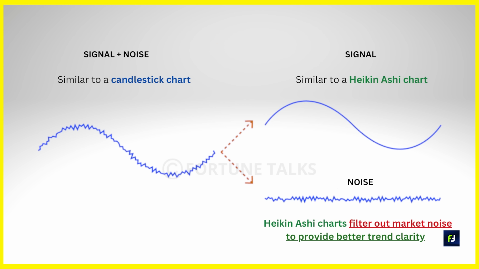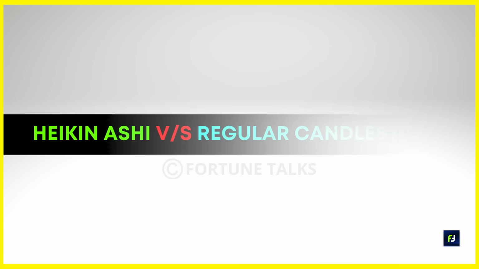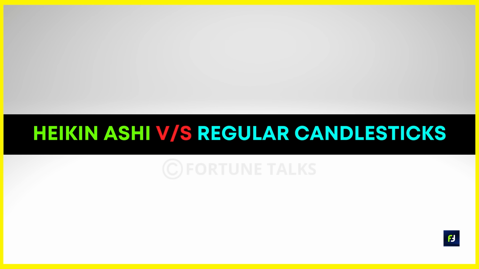This Heikin Ashi charting technique is used to help filter market noise. In addition to that, these candlesticks can be used to identify trending periods in the market, identify potential reversal points, and it can even spot classic technical analysis chart patterns with much ease. Now you may have a question running in your mind. How is Heikin Ashi different from a typical candlestick?